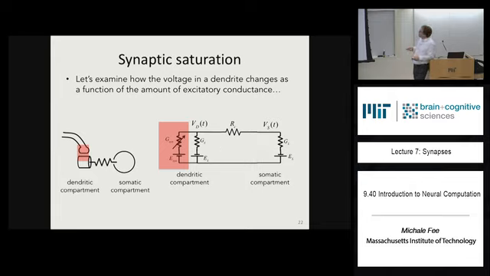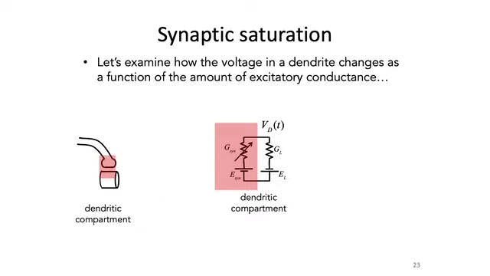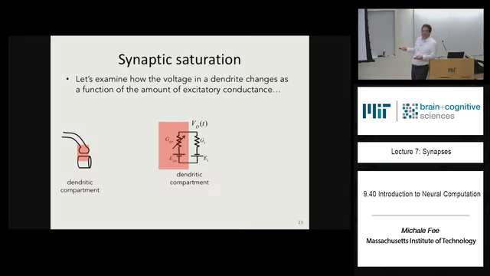So we're going to start by doing steady state, so we don't need to worry about our capacitors. We can actually just unsolder them and take them out of our circuit. And we're going to study the voltage response in the dendrite. So we're also going to throw away our soma and just ask, how does the dendrite respond to this synaptic input, as a function of the amount of excitatory conductance?